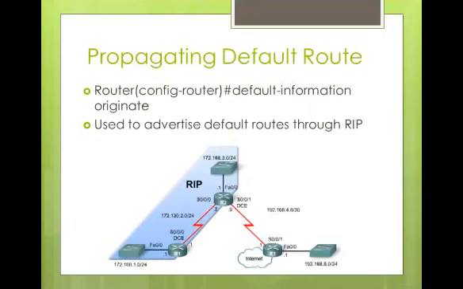You can still propagate your default route with RIP version 2 just like version 1 with the default-information originate command. This will take your default route or gateway of last resort, and it will send that in RIP's updates.